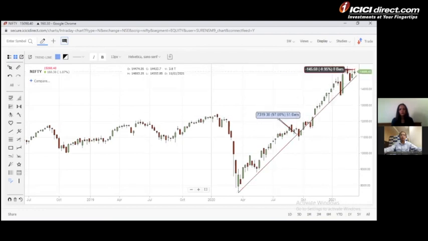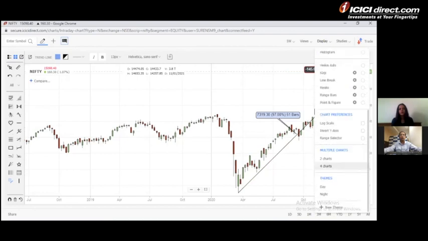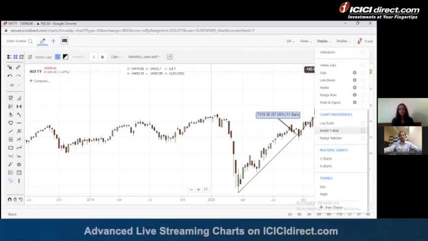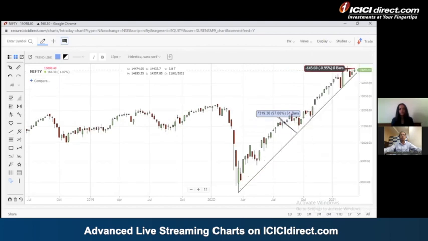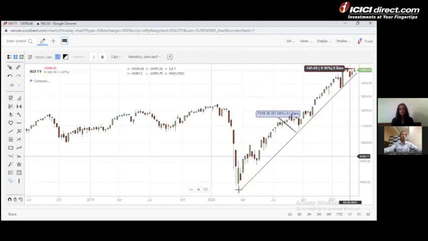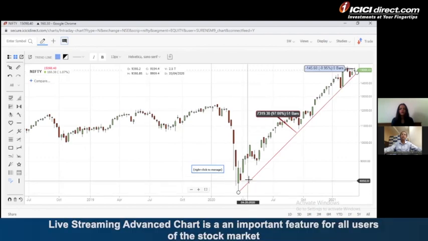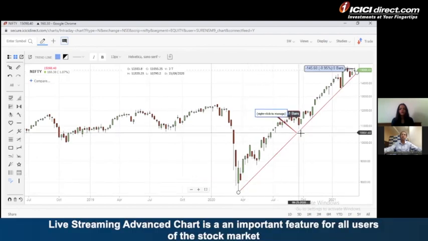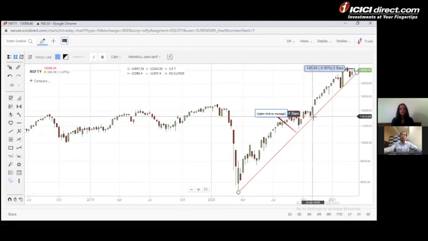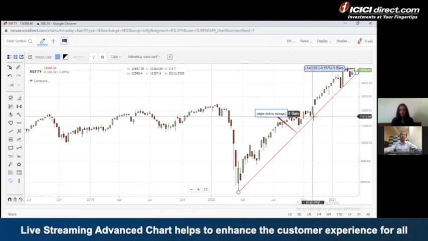If I want to see this in a different perspective on the display, go to display, where you can look at the log scale also. If you look at the log scale, it clearly shows that most of the time whenever the Nifty has found support near the trend line, there is more demand than supply at that trend line. So this is how technicals help you with multiple sets of data.